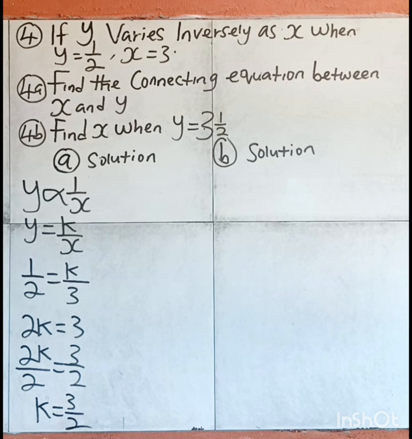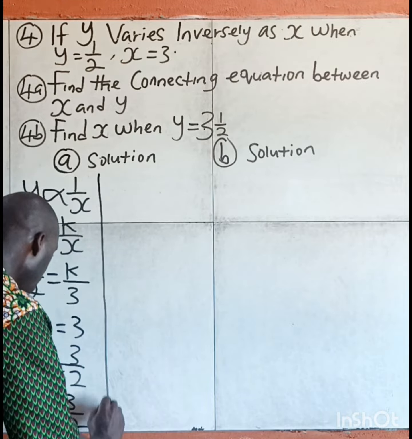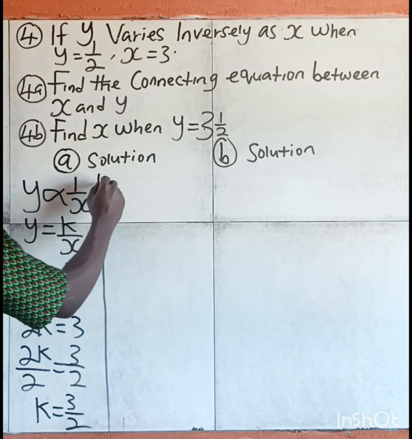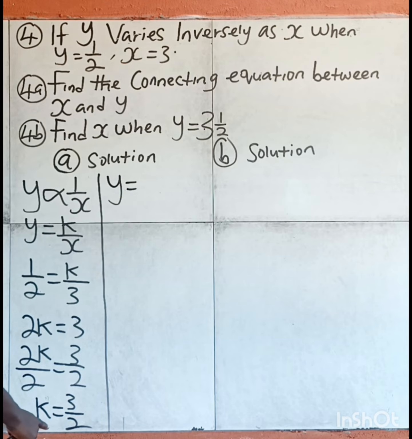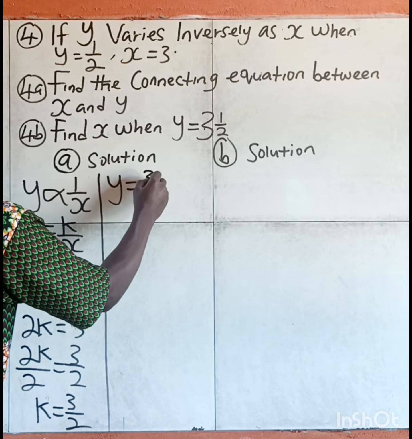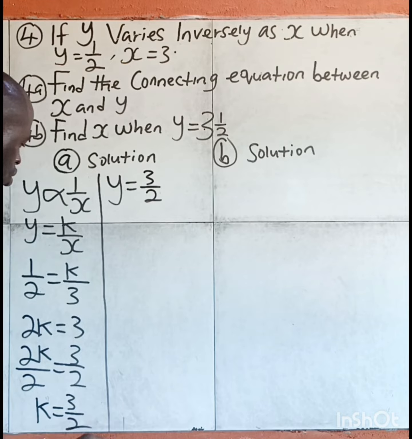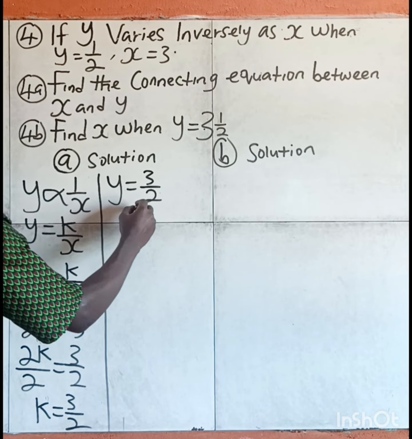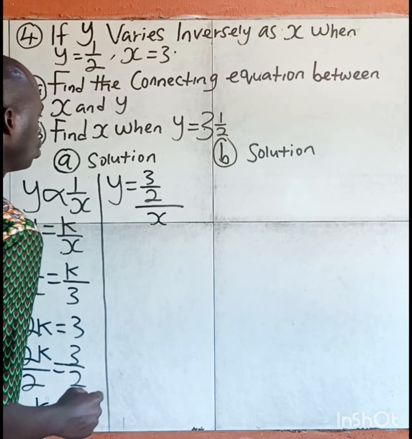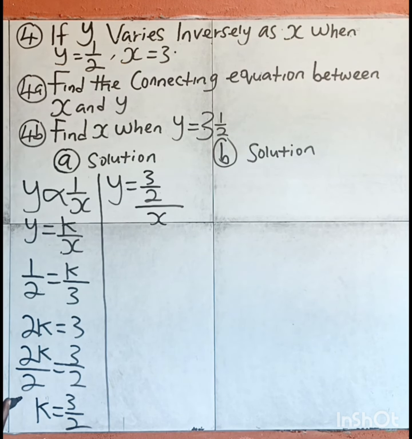Now from this angle, remember we are not done solving. We have to look for the connecting equation. In order for us to find the connecting equation, what are we simply going to do? We'll go back to this formula and rewrite it out. Look at the formula clearly. The formula is y equal to, whenever I see my constant k in this formula, I'm going to write 3 over 2, divided by x. Can you see for yourself? So you can clearly see how it is done.